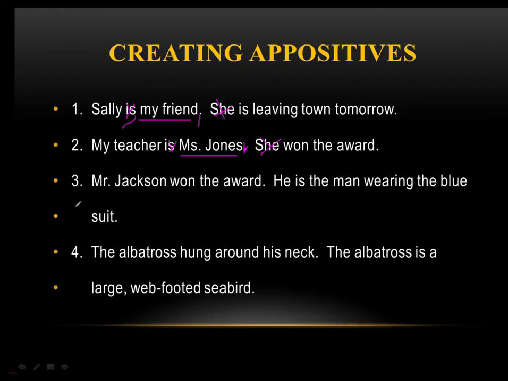Number 3, Mr. Jackson won the award. He is the man wearing the blue suit. Well, you could do it either way, but let's make this one our appositive phrase, the man wearing the blue suit. Then if I start with Mr. Jackson, the man wearing the blue suit won the award, this is my appositive, and I would not need it because I have the man's name right here. Mr. Jackson, the man wearing the blue suit, and then go back up here to won the award.